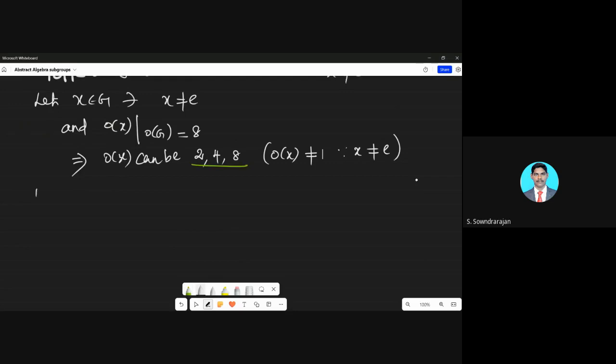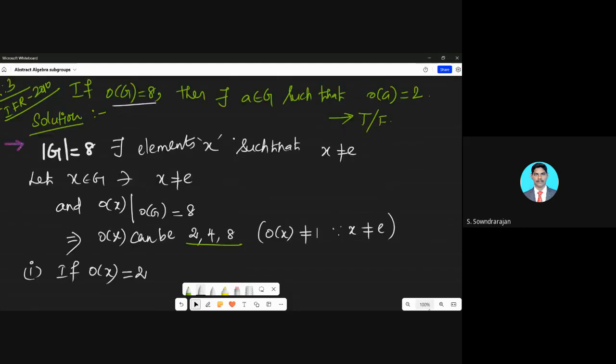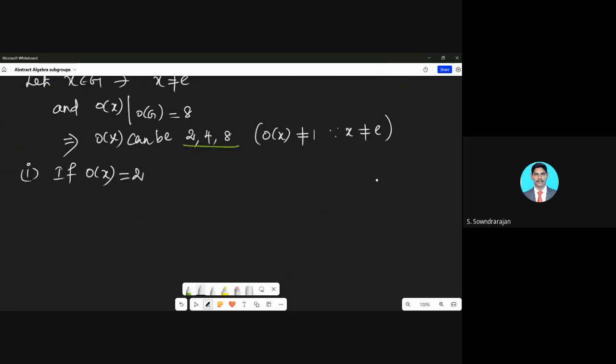The first condition: if order of x equals 2, then fine, because that's what we need to prove. Order of a equals 2, here a equals x, so this is done. But we have to check the others. What about 4? What about 8? Suppose order of x equals 4, what happens?